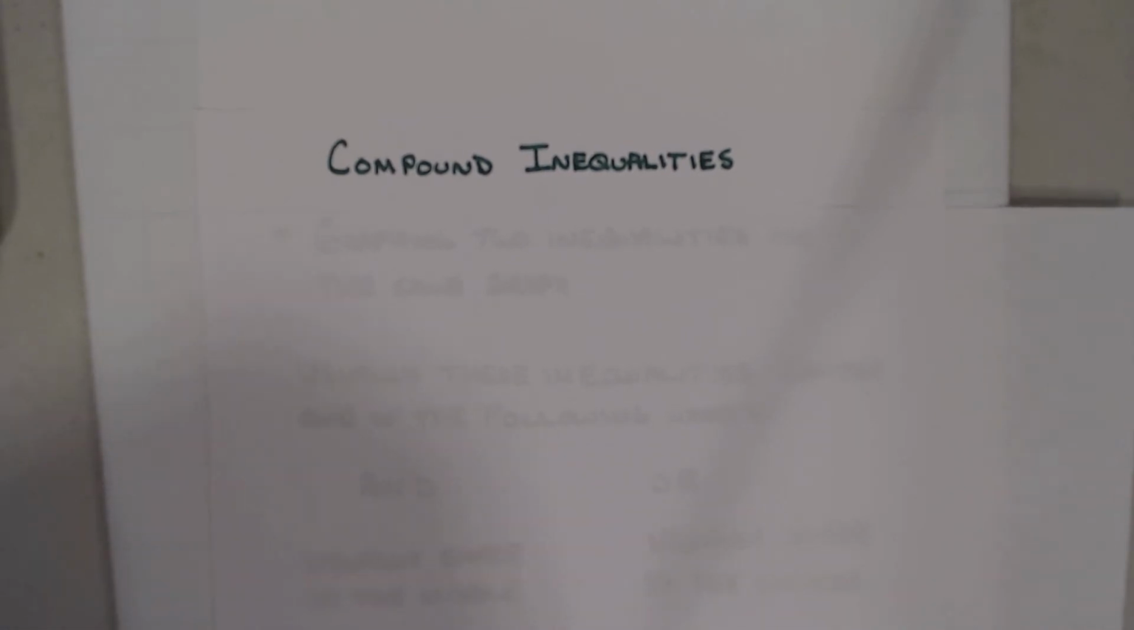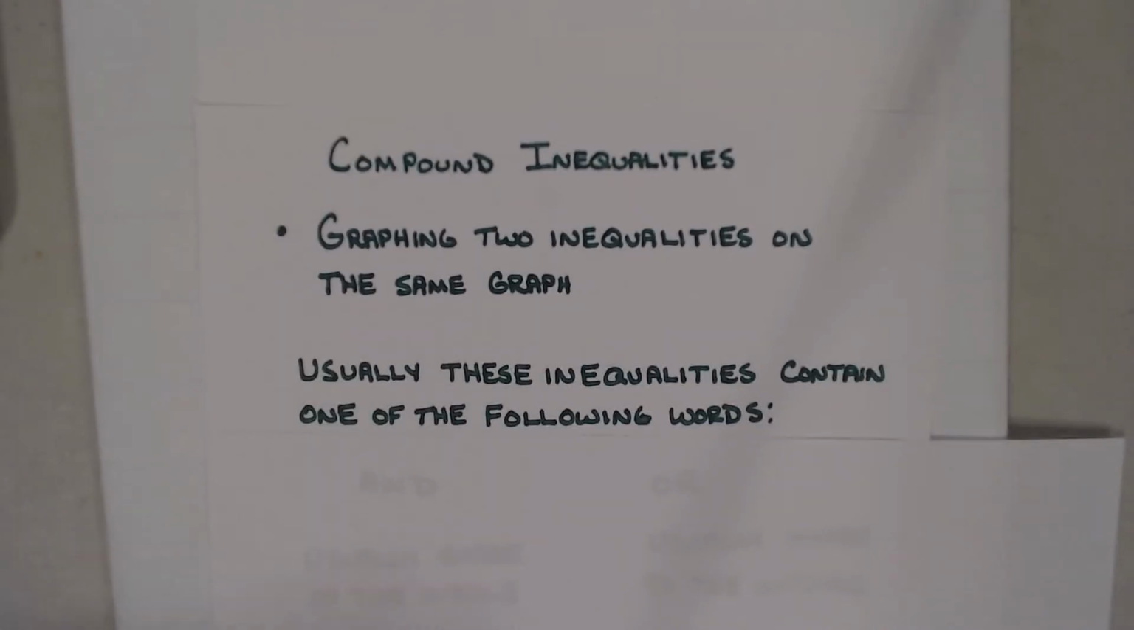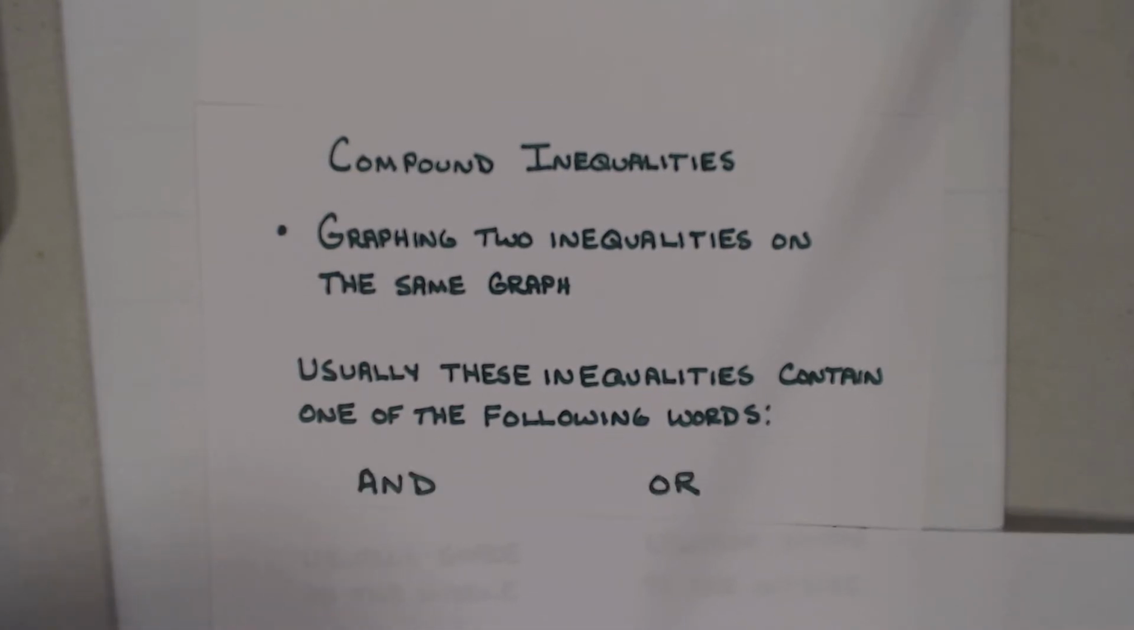What we're about to go over are compound inequalities. As opposed to just one inequality, compound inequalities deal with two inequalities, specifically trying to graph two inequalities on the same graph. So, these type of inequalities, compound inequalities, usually use one of the following words. You're going to usually see one of these two words when you have a compound inequality. You're going to have and, or you're going to have the word or.